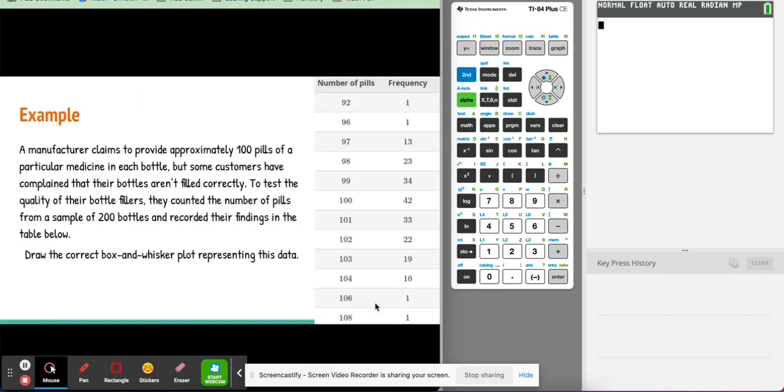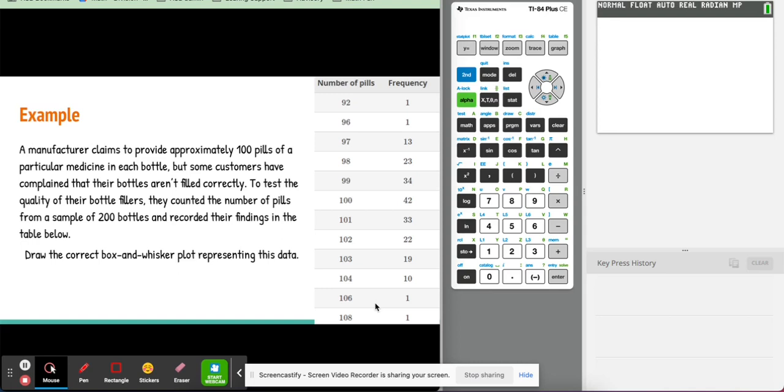Okay, let's look at our example. A manufacturer claims to provide approximately 100 pills of particular medicine in each bottle, but some customers have complained that their bottles aren't filled correctly. To test the quality of their bottle fillers, they counted the number of pills from a sample of 200 bottles and recorded their findings in the table.